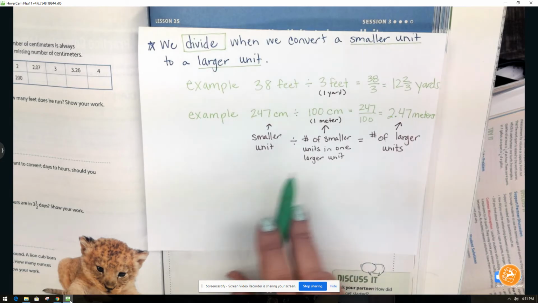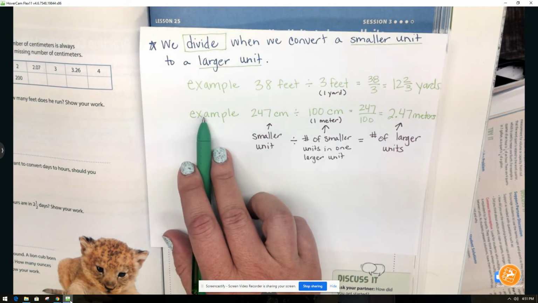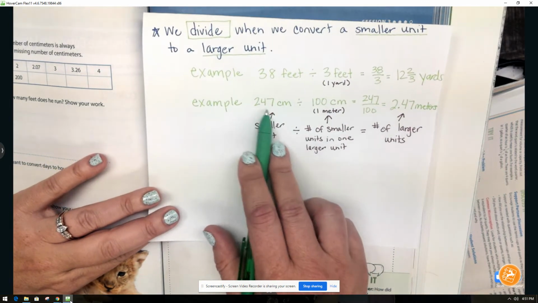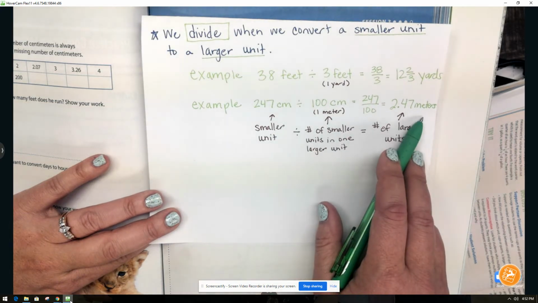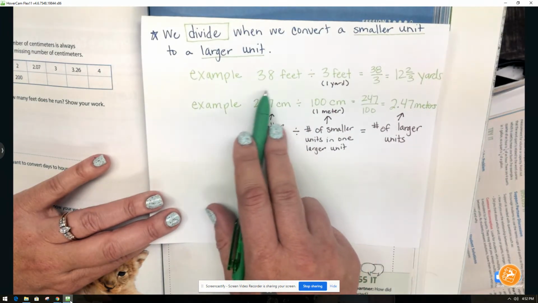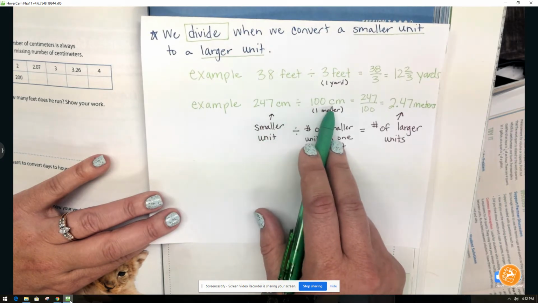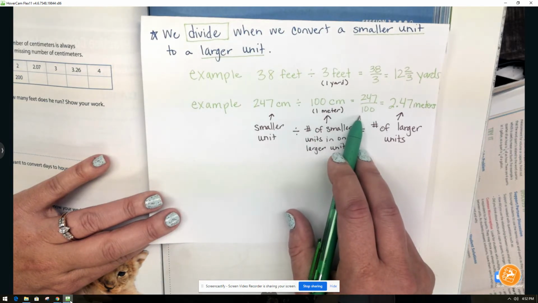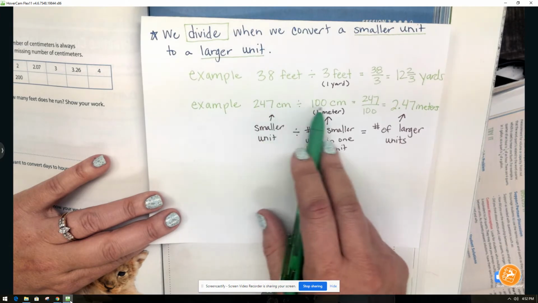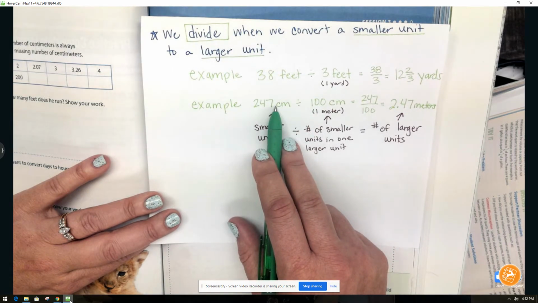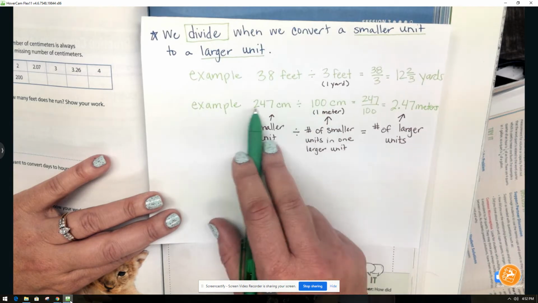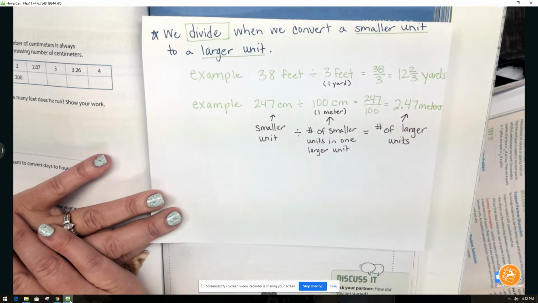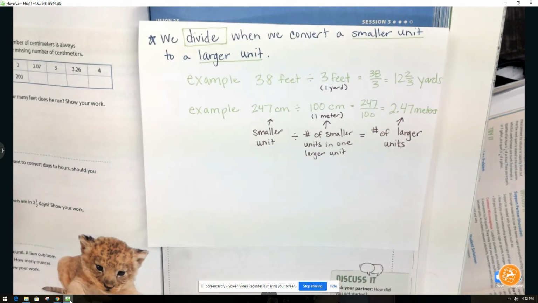Or if we were doing this with the metric system, if we had the smaller unit of centimeters, 247 centimeters, and we wanted to convert it into meters, a larger unit, we start with 247 centimeters. We're going to divide by 100 because there are 100 centimeters in 1 meter. That gives us 247 over 100. Or we know that there's this imaginary decimal at the end of the number. We could count our 2 zeros and move our decimal over 2 place values to get 2 and 47 hundredths meters. So we will be doing division.